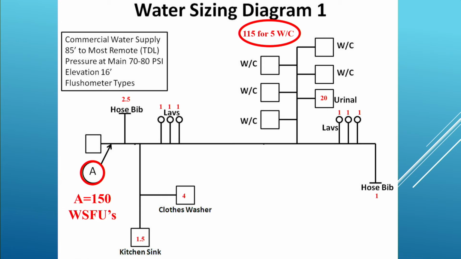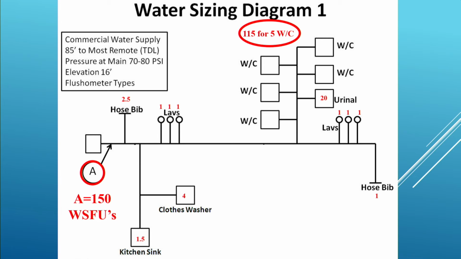Continuing on across, at the end you've got 1, 1, 1 again, right? 3 more lavatories. Going up, we've got those 5 flushometer valve water closets. We found those worth 115. 1 flushometer valve urinal worth 20. Again, 1, 1, 1 on the labs, and then that last hose bib is worth 1 because it's additional on this branch being fed by pipe A, right? Everything is going through A. So add all those together, you get 150 WSFUs, 150 water supply fixture units.